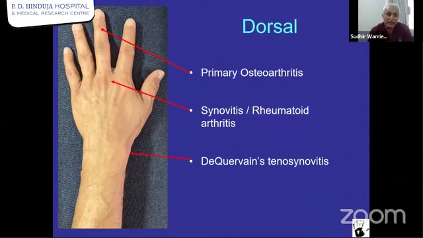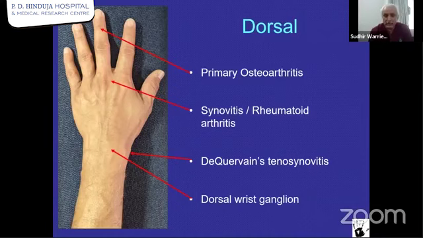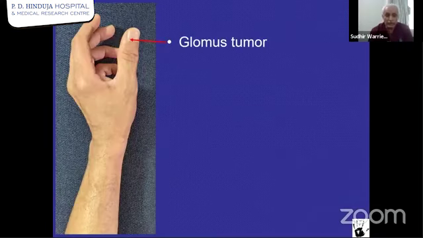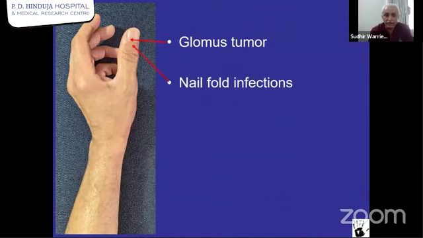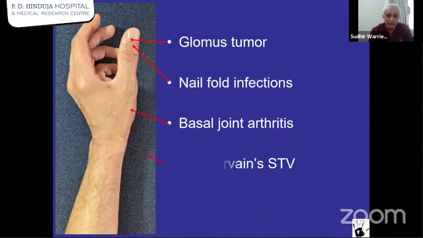And near the wrist, at the distal radial styloid area, it could be a De Quervain's tenosynovitis or a dorsal wrist ganglion if it's more toward the center. When you look at it from the radial side, there could be tumors like a glomus tumor, very commonly seen at the base of the nail. It could be nail fold infection, simple infections. It could be basal joint arthritis or De Quervain's. So there's so many things that walk into your clinic that you need to differentiate them, and not all of them are carpal tunnel syndromes.